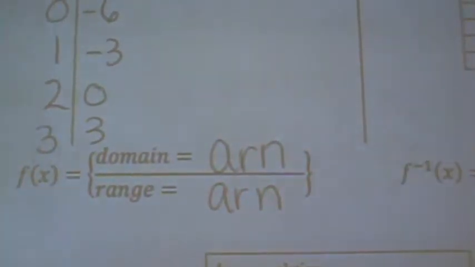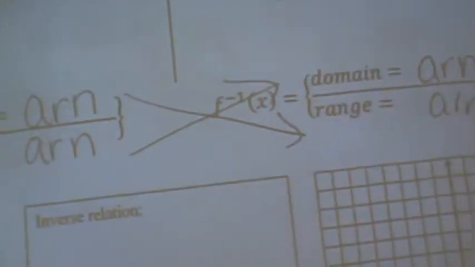Now, what's the domain of this? What numbers could you plug in for x? Any number you want, and what's going to come out? Any kind of number. So these will be all real numbers. This one is all real numbers.